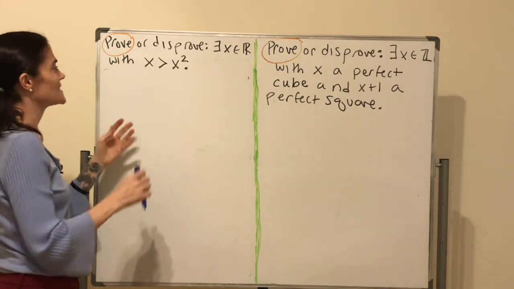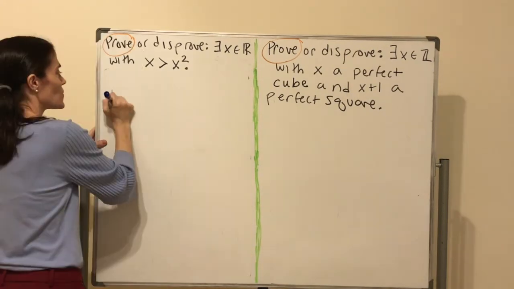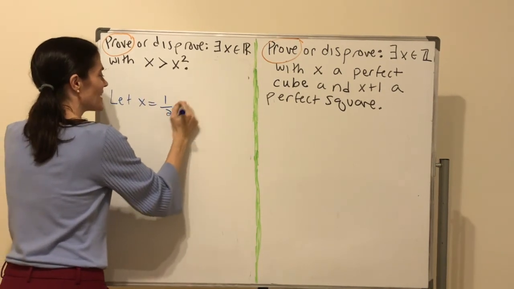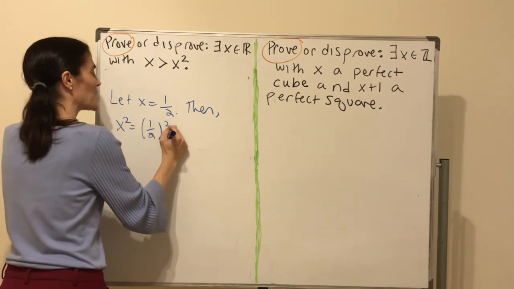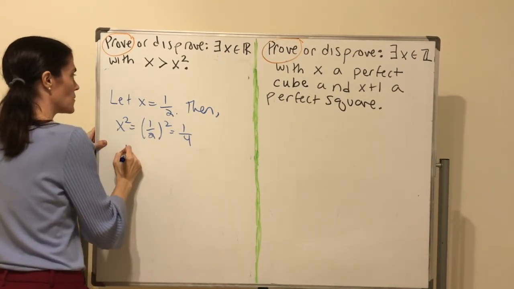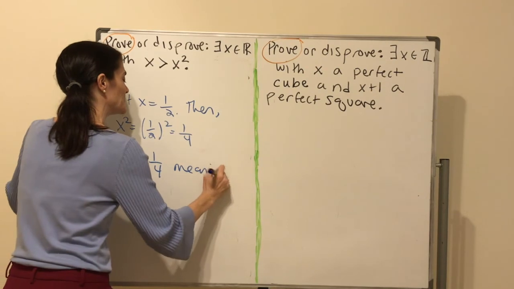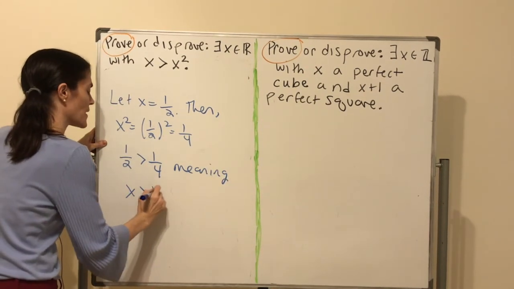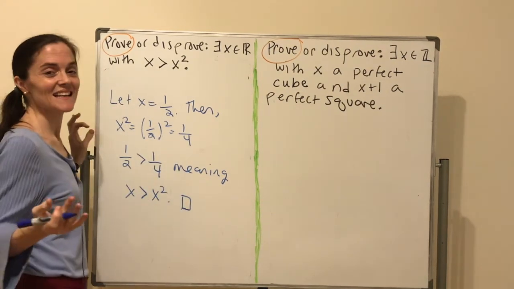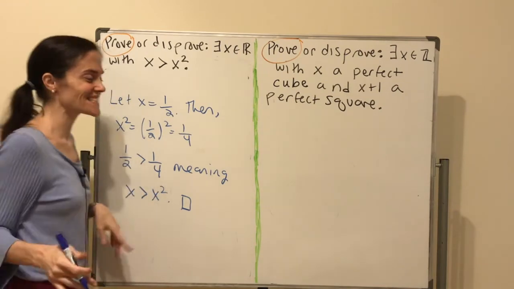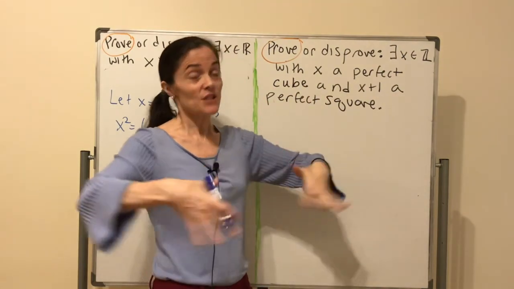And then, well, I will discuss the other one when we get to it. So let's do this first. Find one real number x, such that x is bigger than x squared. Let's let x equal 1/2. Then x squared is 1/2 squared, which is 1/4, and 1/2 is bigger than 1/4, which means x is bigger than x squared. And we have proved this, because, like I said, the statement was a there exists. Now, let's prove this. Again, generate an example.